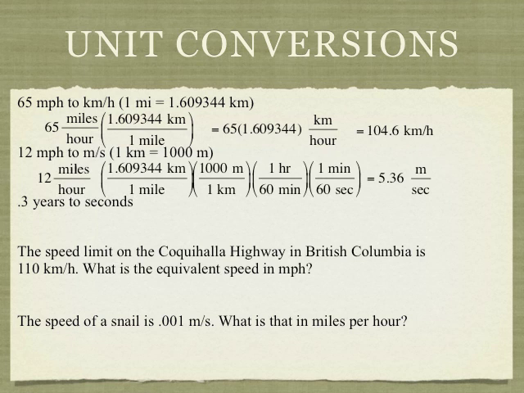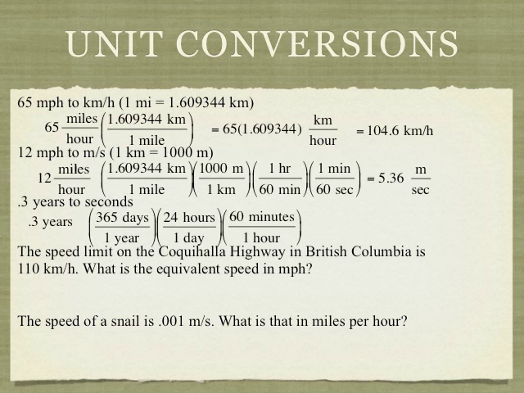Okay, now that you've got them done, 0.3 years to seconds. Here's my 0.3 years. Now I don't know how to get to seconds, but I know how to get to days. Years go on the bottom to cancel with years. Now that I've got days, I can get hours. I want my days to cancel. 1 day is equal to 24 hours. 1 hour is equal to 60 minutes. 1 minute is equal to 60 seconds. So after I cancel out all those units, I'm just left with 9,460,800 seconds.